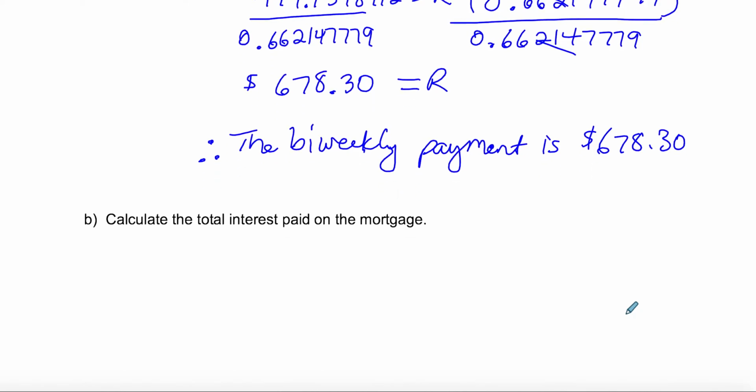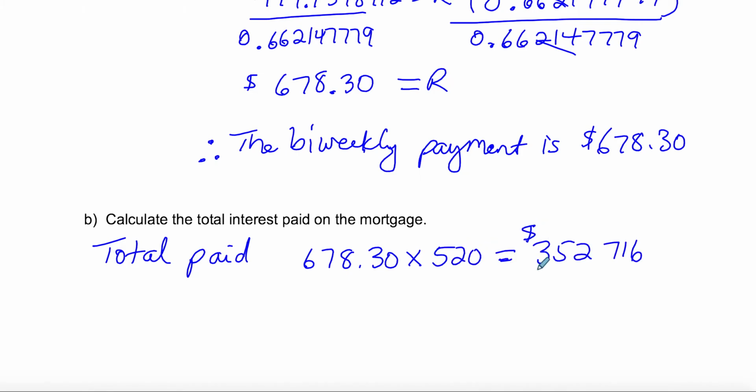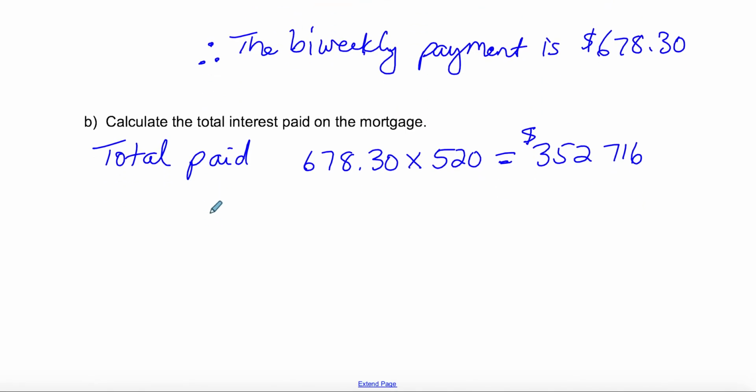What I find really interesting is the next part. Calculate the total interest paid on the mortgage. Okay, so total paid. Mr. Burns had payments of $678.30, 520 times, so 26 times a year for 20 years. We figured out that he would actually have 520 payments. So he actually paid $352,716 for his house. But remember, this is a pretty typical mortgage, so I want you to really see this.